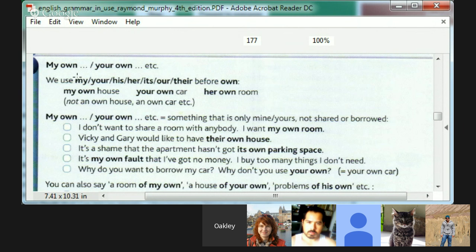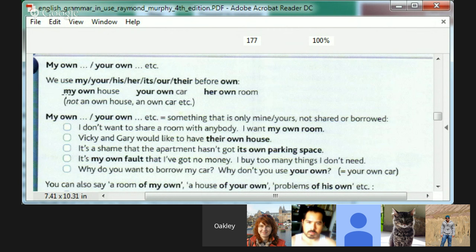Okay, let's look at my own, your own, etc. We use the possessive pronouns my, your, his, her before own: my own house, your own car, her own room, to show possession, obviously. If we're going to use a possessive pronoun, we don't need an article, ever, because possessive pronouns are determiners.